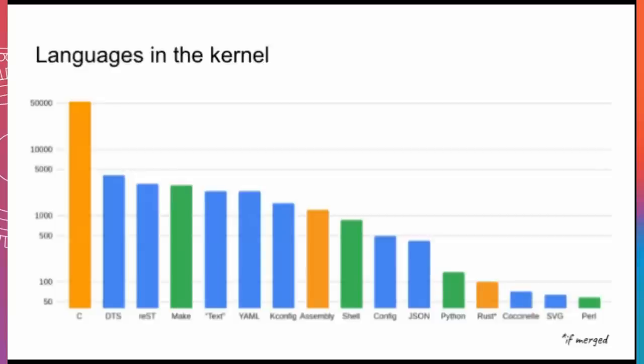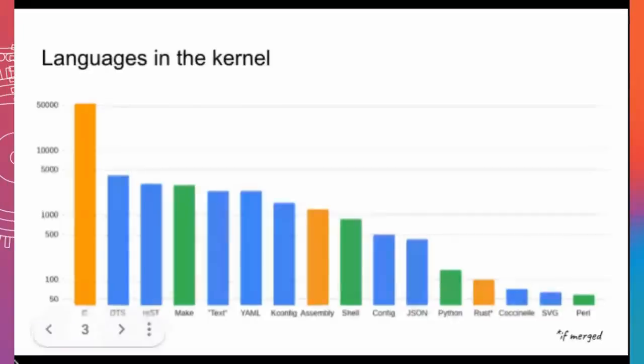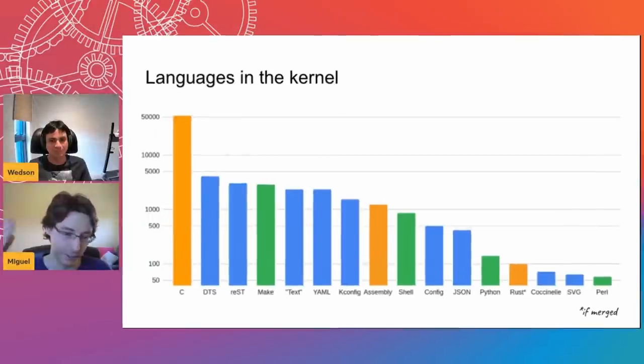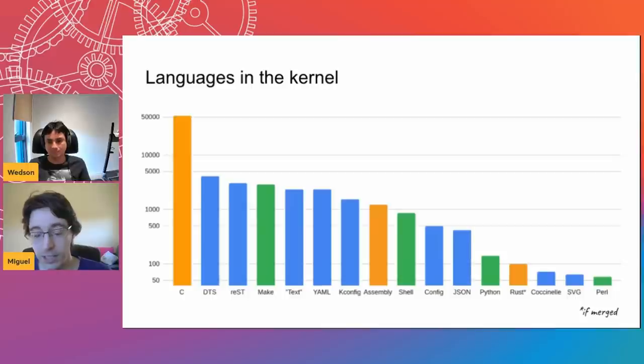You see here a logarithmic plot of the languages per file. So the y-axis is the number of files. And as you see, there are a lot of C files, C and header files as well. Then in orange color, we have assembly, a lot of assembly files as well. These I put in orange because at least virtually all of them go to the final image of the kernel, right? The final binary of the kernel. And then we have Rust, which so far we only have 100 more or less files. Of course, if it is merged, because as you know, it's still not in mainline.